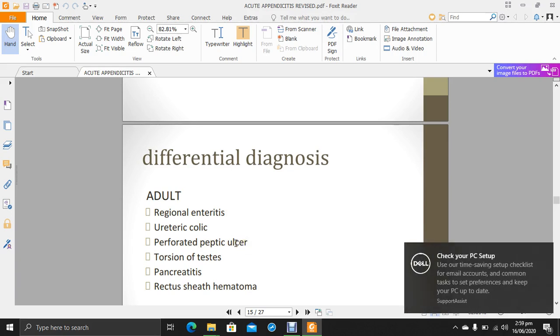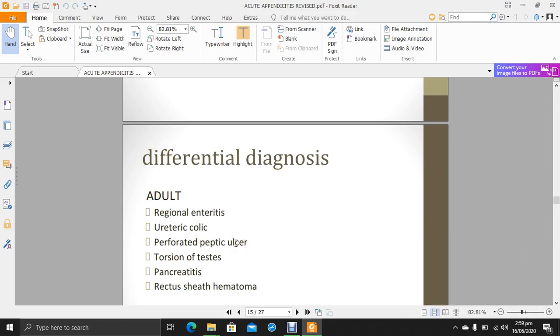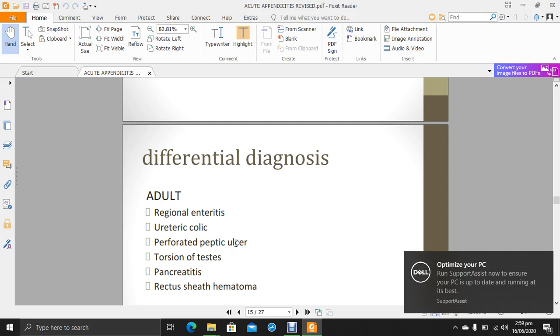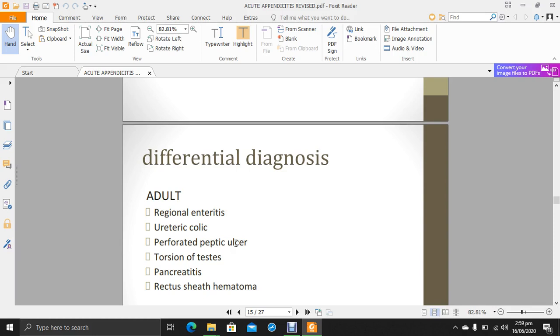But remember one thing, this is very important. If you are in the periphery and you are a medical officer or physician, not a surgeon, you should not give any analgesic to the patient, so that the patient can be properly examined by the surgeon and complications avoided. If you give an analgesic, the pain will be masked, so you should avoid it.